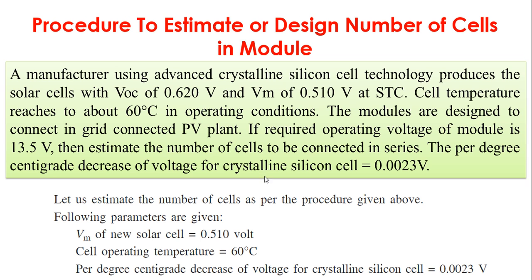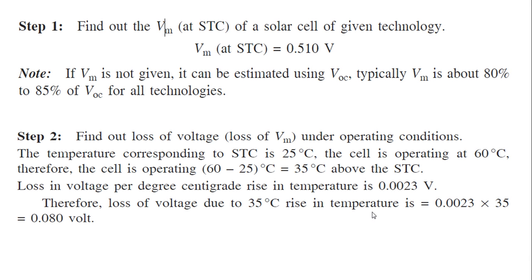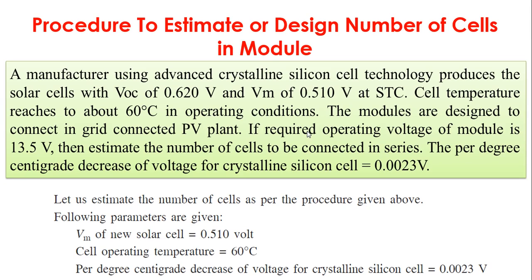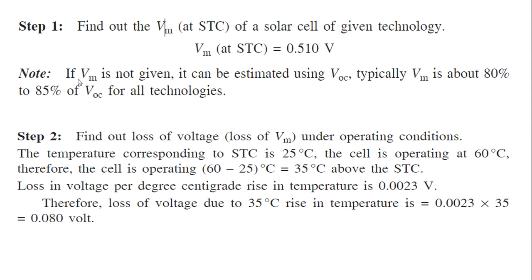The following parameters are given: VOC, VM, cell temperature, and the percentage decrement, that is 0.23% voltage decrease. For the first step we'll find out the VM. The VM is given, that is 0.510 from the previous slide. If VM is not given, then it is typically 80 to 85% of the VOC, which is applicable for all technologies.